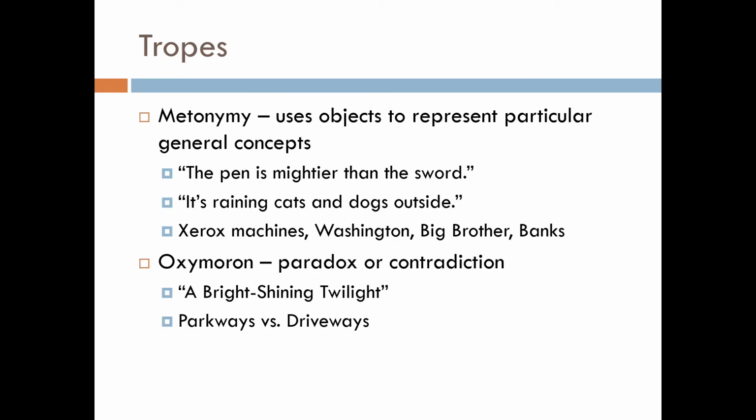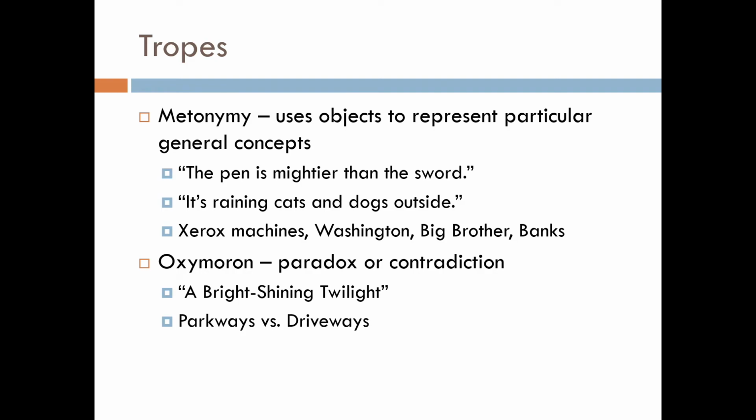Metonymy. Metonymy, another difficult word. When we use objects to represent a particular general concept. For example, the pen is mightier than the sword. It's raining cats and dogs outside. Xerox machines, Washington, Big Brother, banks. Okay, so what do I mean by that?